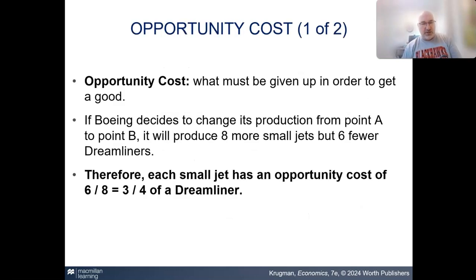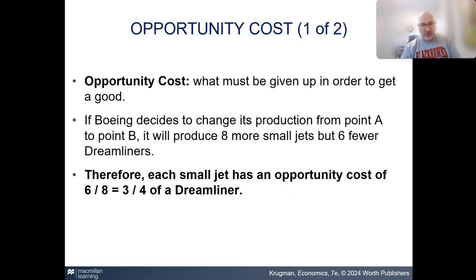So opportunity cost is what must be given up in order to get a good. Remember that from chapter one. If Boeing decides to change its production from point A to point B, it will produce 8 more small jets, but 6 fewer Dreamliners. Therefore, each small jet has an opportunity cost of 6/8 or 3/4 of a Dreamliner. Okay, so that's the way that goes.